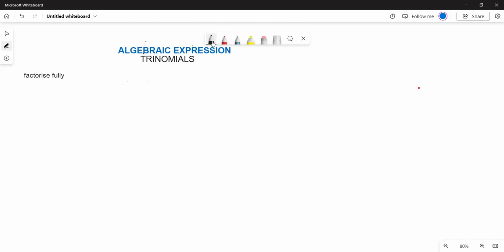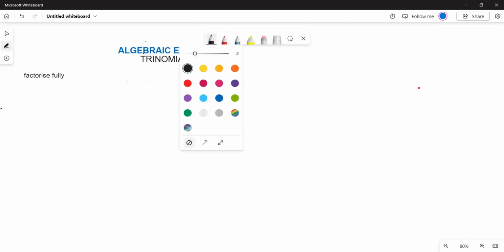Hello everyone. So now let's look at algebraic expressions, and now I want us to look at trinomials. For lack of a better word, trinomials are basically three terms. From the word "tri", you know that it means three. So these are going to be three terms, and remember that the terms are separated by a plus or a minus. So when you are dealing with trinomials, you are dealing with three terms.